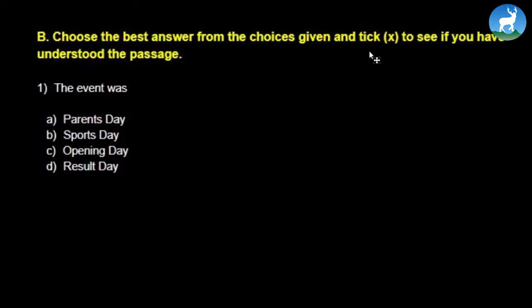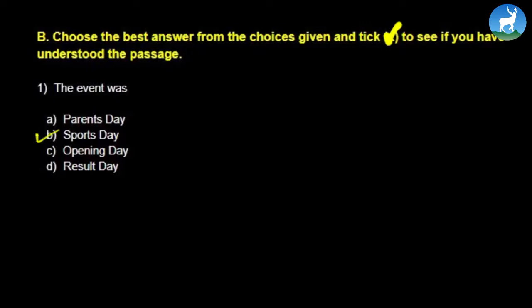Now look at this. Choose the best answer from the choices given and tick to see if you have understood the passage. After reading the passage, what do you think the event was all about? We just tick the correct option. Simple as that. Let me do some for you. At least I'll be doing a couple of questions. The event was, maybe you could take 10 seconds to give the answer to this question. The event was Sports Day.